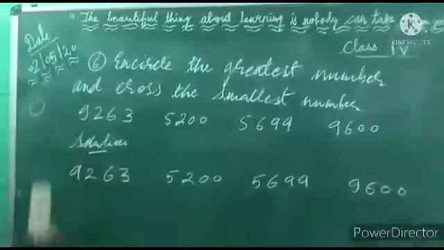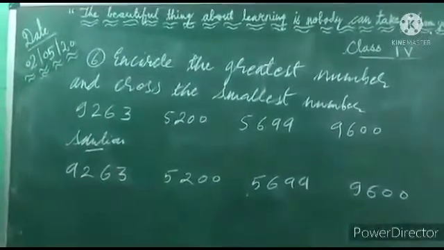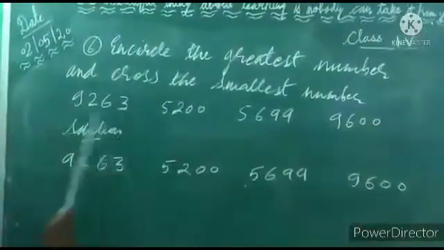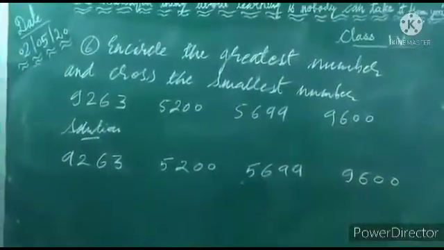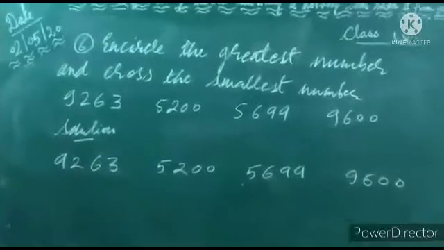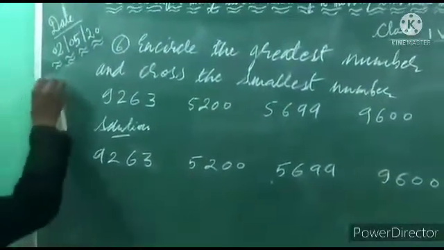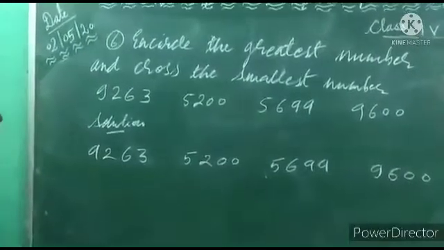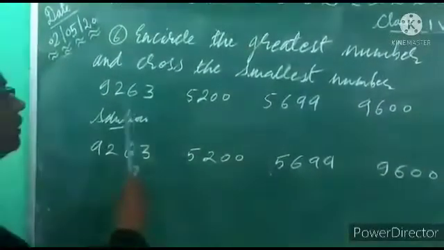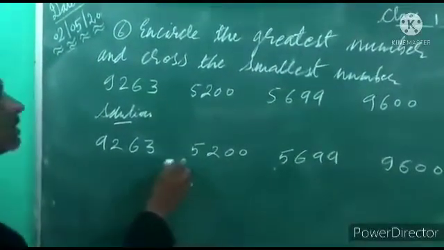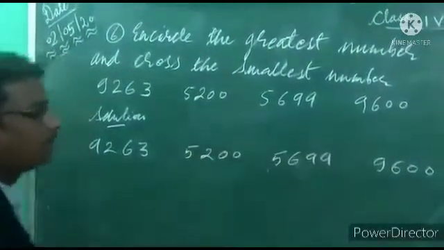Now for the next question: encircle the greatest number. Among these 4 numbers, we have to circle the greatest number. And cross means draw a cross like this, and cross the smallest number. Now these 4 numbers were written. In the solution I have written them: 9263, 5000 as it is.